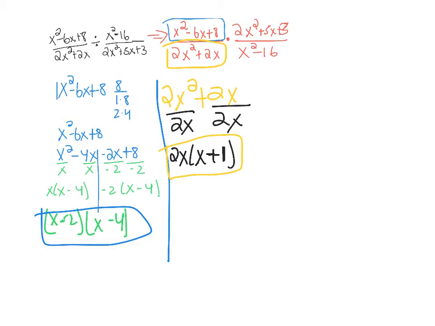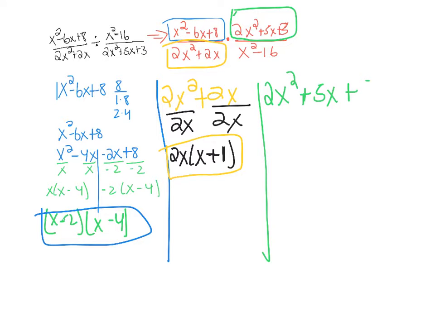And now I'm going to work with the next top right here. With this side, so I have 2x squared plus 5x plus 3. I have no GCF. I have 3 terms, so I have to do the AC method. 2 times 3 is 6. Factors of 6 that will add or subtract to 5 are 2 and 3. Rewrite my trinomial as a polynomial with 4 terms.